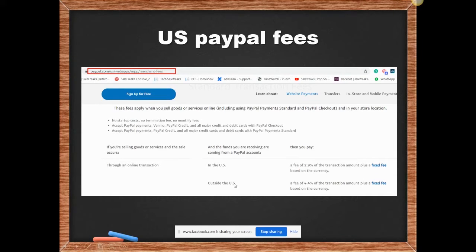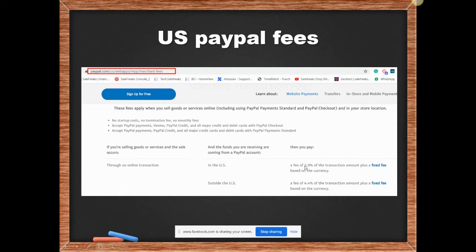Now outside the United States, you'll pay 4.4% plus a fixed fee, which is again 30 cents. So of course, this affects your shipping policy, right? Because if you only sell to the United States, then the global settings you should put in the PayPal fees are 2.9% plus 30 cents. But if you also sell globally, internationally, then maybe it would be best to put the 4.4% right off the bat, right? So you have to consider this as well.